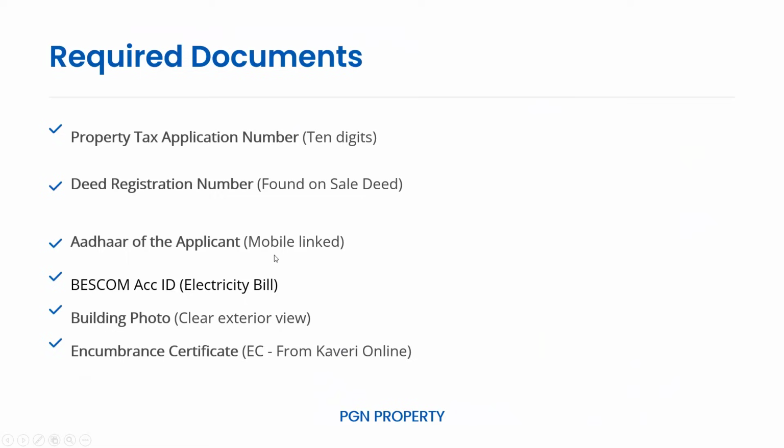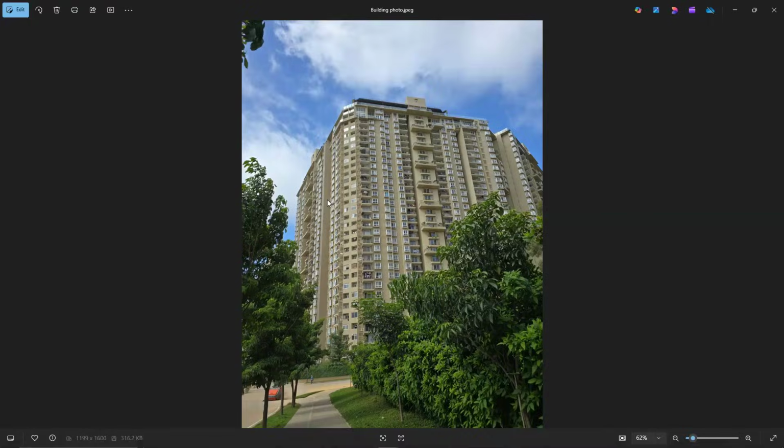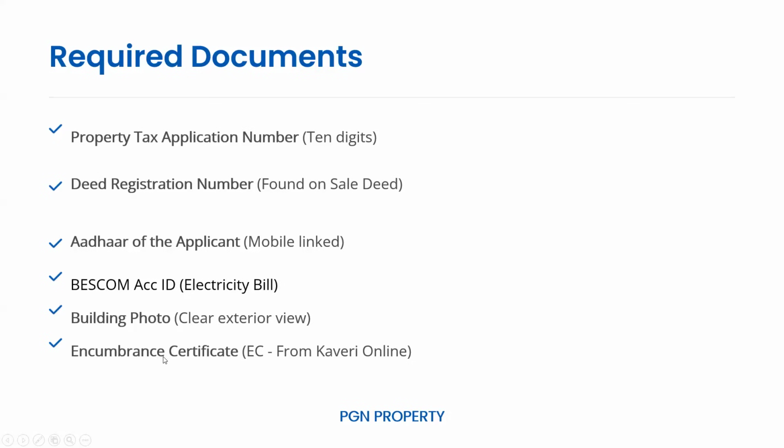Next we need the BESCOM customer ID. We can find the customer ID in our electricity bill. Let me show you that. This is our electricity bill. You can see the account ID followed by the 10-digit number. This is our electricity account ID. We need the building photo. These are building photos. And finally, we need the latest encumbrance certificate.